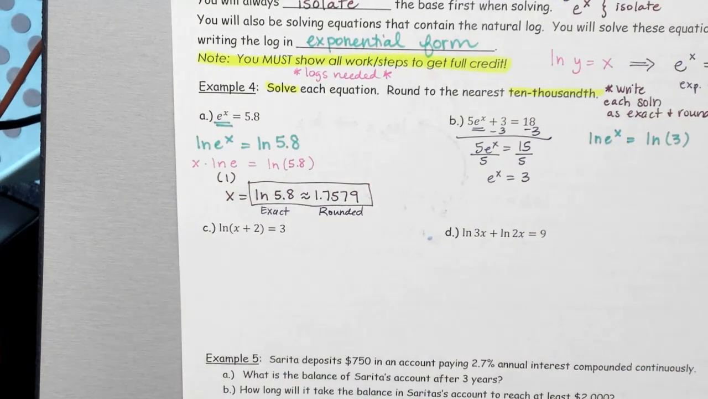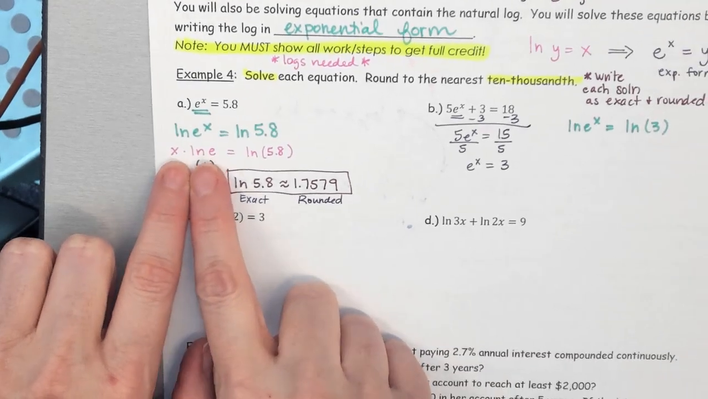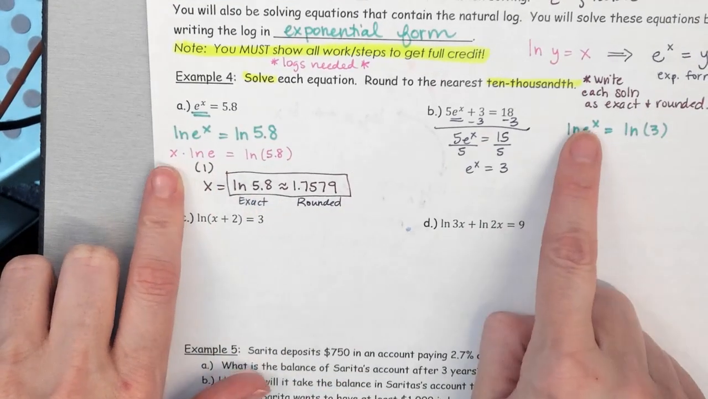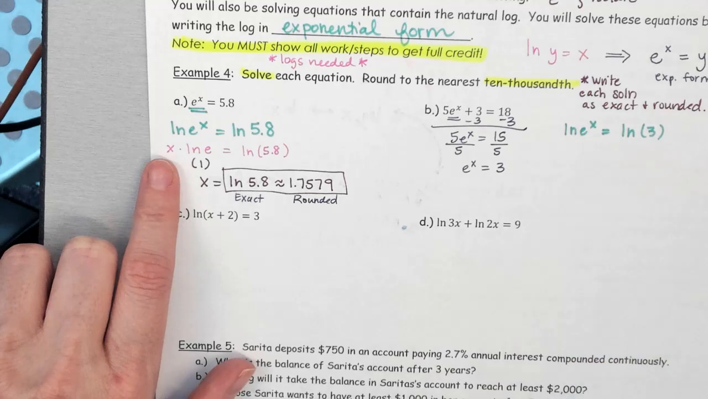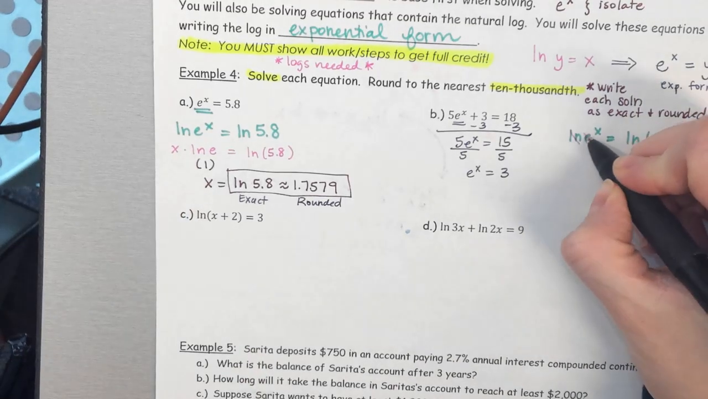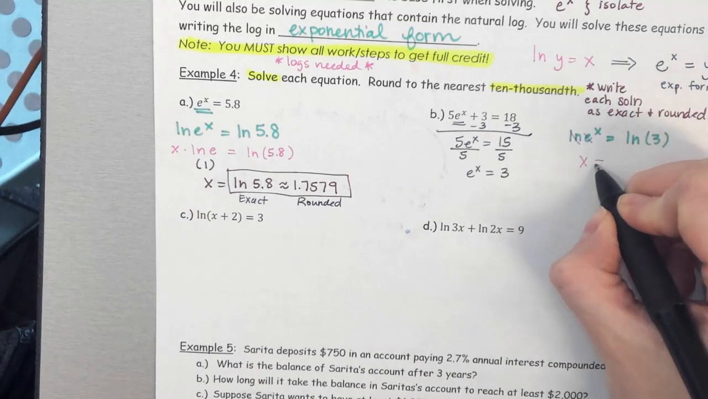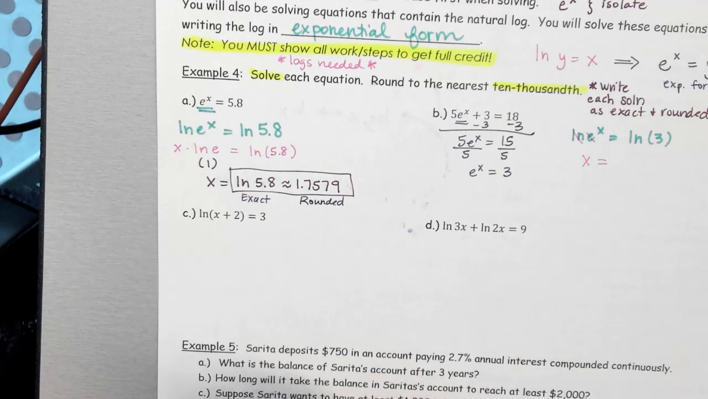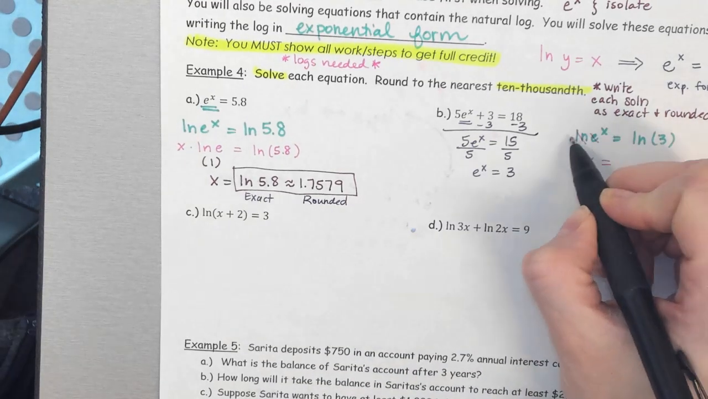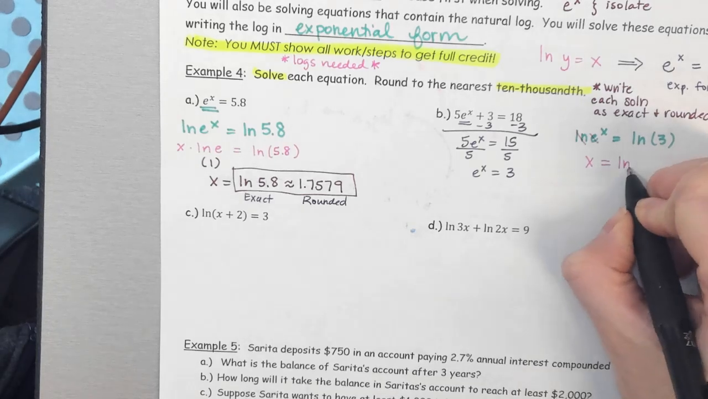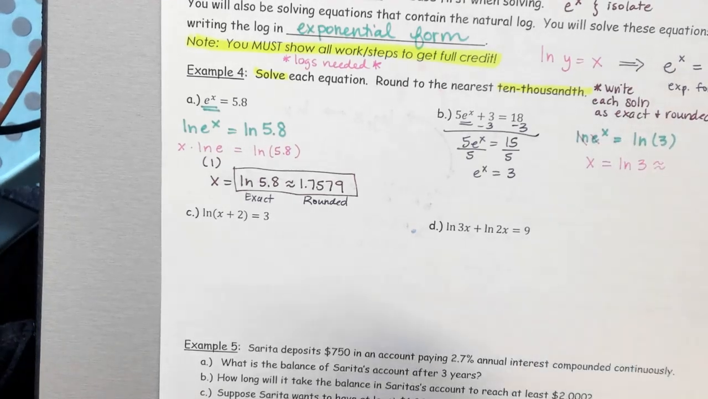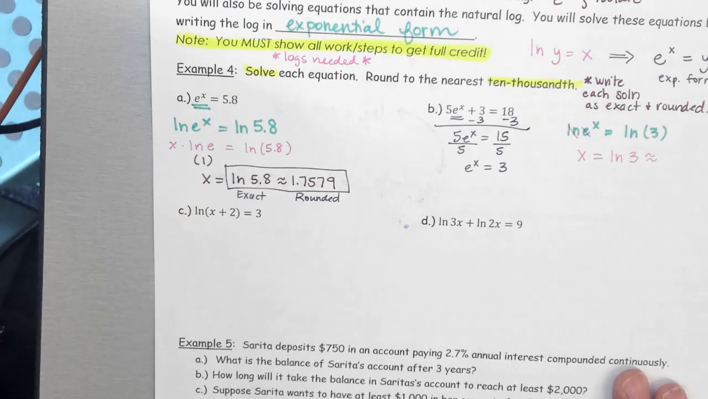And then if you want, instead of writing out this step, because this is going to keep happening, the x is going to come down in front, you can cancel it out at this step and move it down. Because the x is going to come in front here, and then it's just the natural log of 3, and then we'll find that decimal.